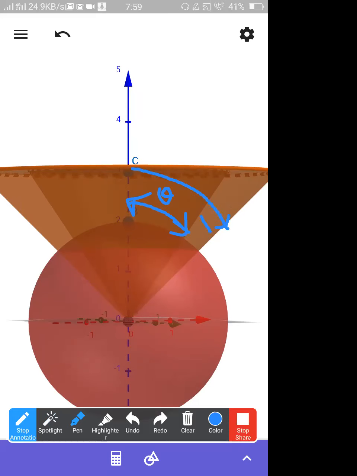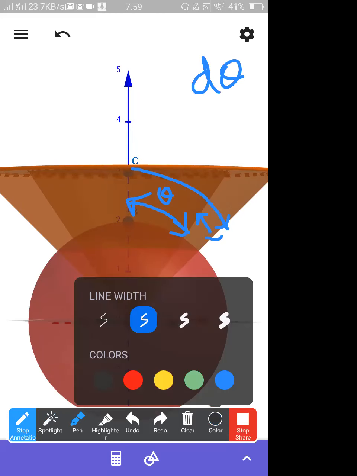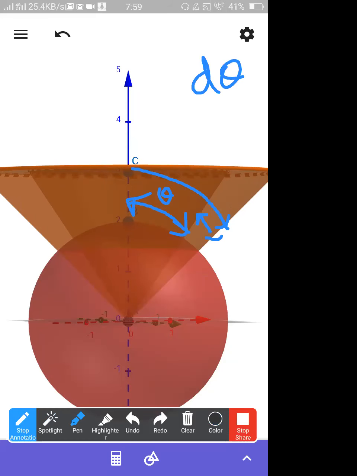Then what is the change in theta? I have changed some angle theta, say that is d theta. But I have formed some arc. I'll draw it in black color. This is the arc length produced by my d theta. Definitely the arc length depends on d theta, because if I increase d theta, then the arc length will increase.